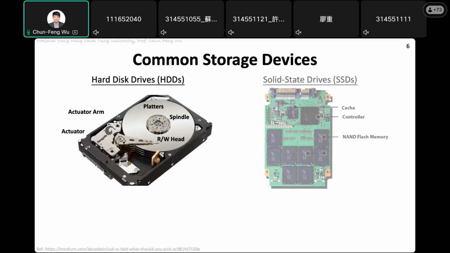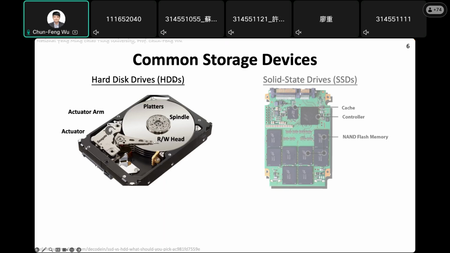Then we talk about 2 very well-known devices, the hard disk drive and the solid state drive. The key difference is that a hard disk drive usually has a lot of mechanical components inside, including the actuator, the platters, spindles, and the read-write arm. Those are mechanical components, and they will move.